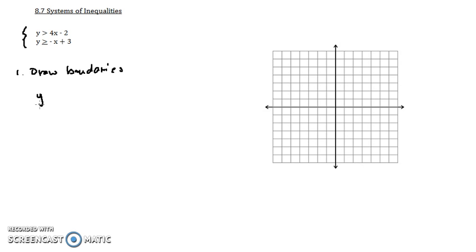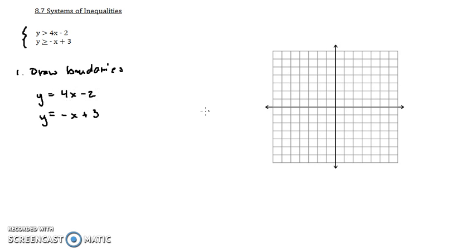But the boundaries are the equations where these are equal. So y equals 4x minus 2, and y is equal to negative x plus 3. And you should recognize these as linear equations. We've got x and y with no exponents. So these should be fairly easy to draw. We know that we have the intercept and the slope.